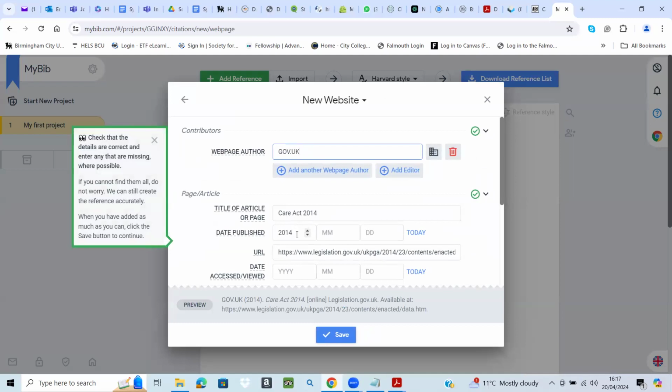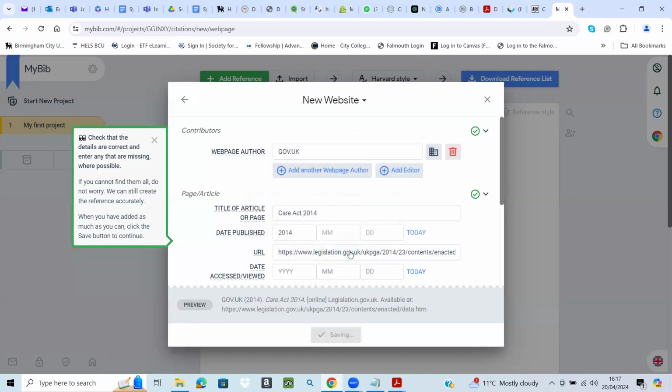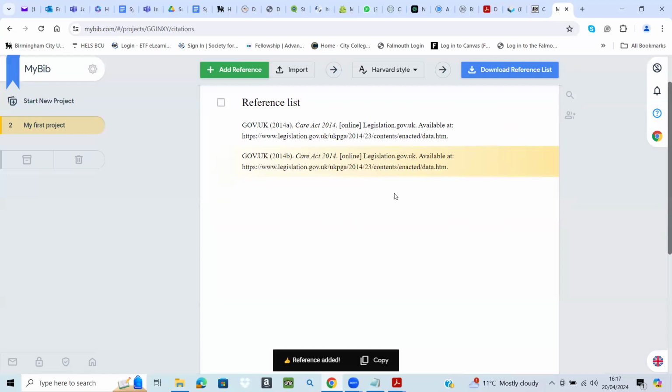Then if I need to add information like when it was published, generally for websites the information would automatically be there. Because I did it earlier, it's giving me the preview of it and I'll save it. Because it would be a duplicate, I will add it. So now I'll have the same information twice. For you guys, it won't be the same because I have used the same information again. So now this is the reference.